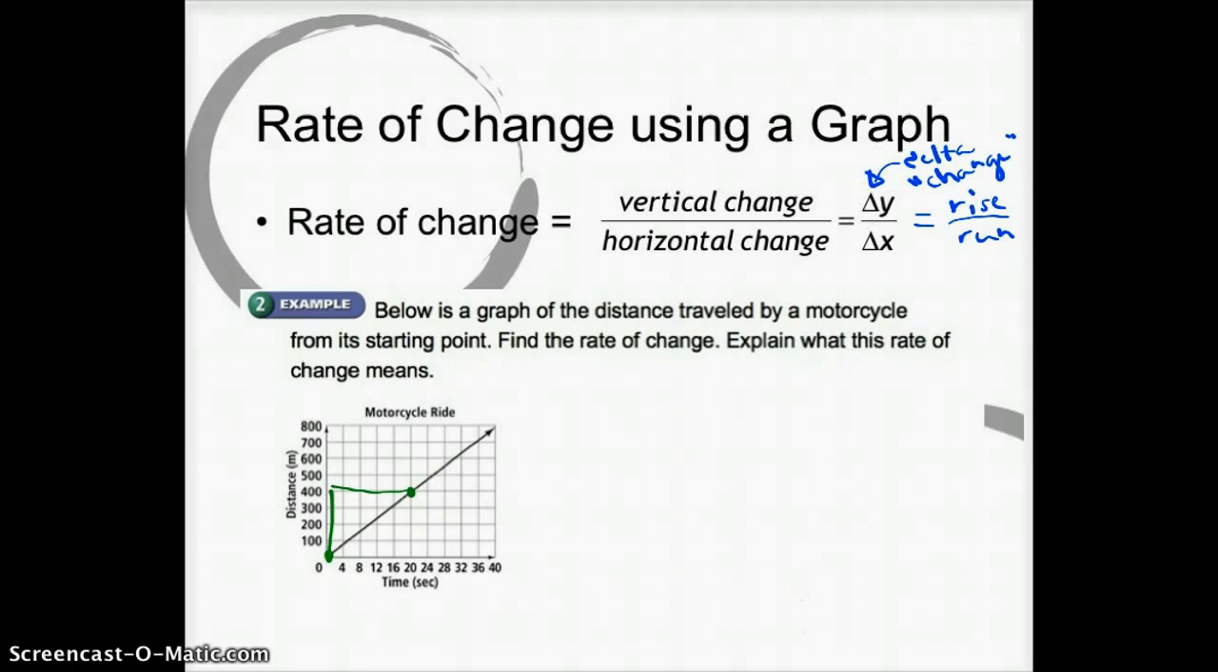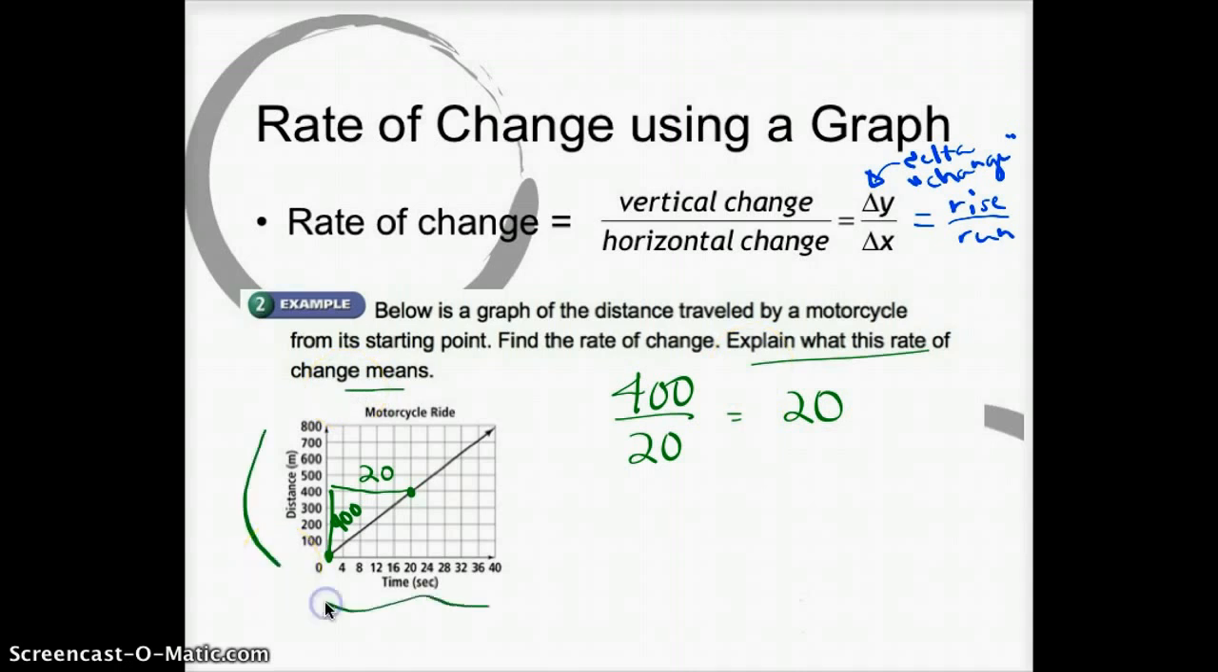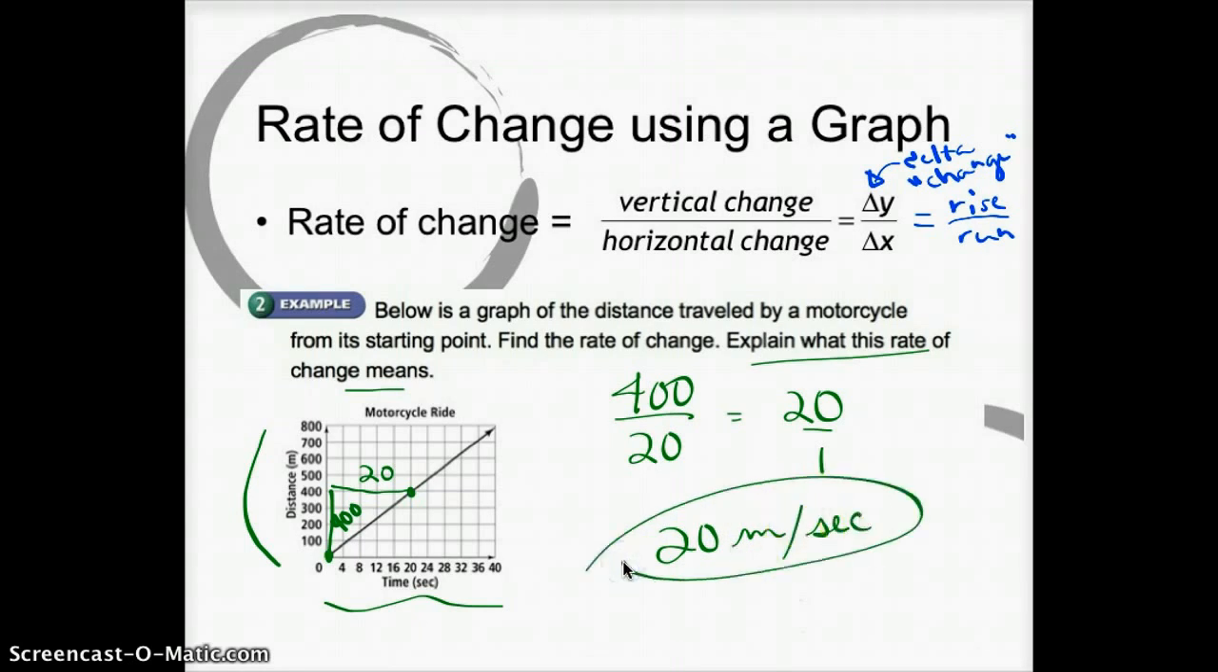And it looks like it goes up from 0 to 400. In that case, it's going up 400. And it's going over 20. So my rate of change would be 400 over 20, which equals 20. But I need to explain what this rate of change means. So 20 is my vertical distance over, if I reduce that, 20 over 1 second. So it looks like I'm going 20 meters per second. That motorcycle goes 20 meters every second.